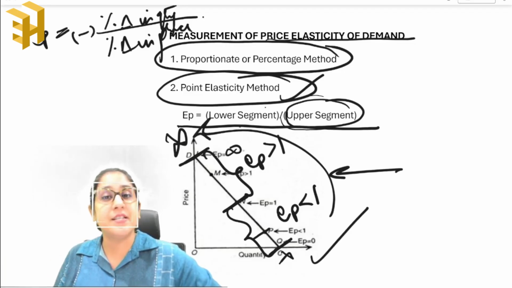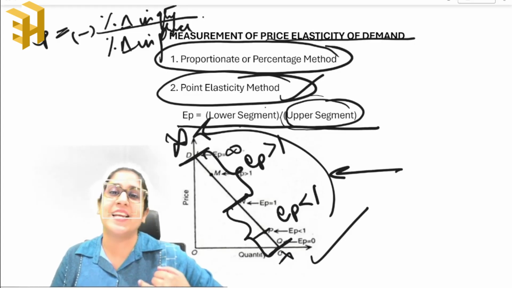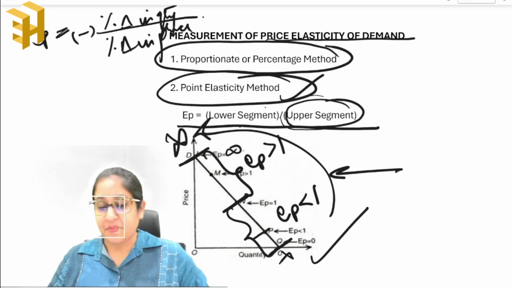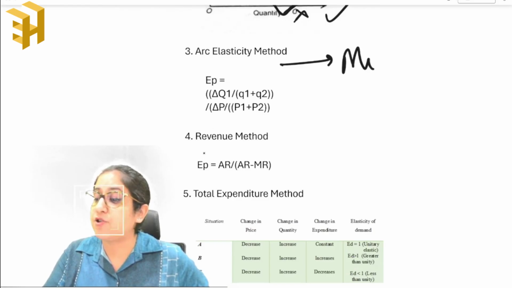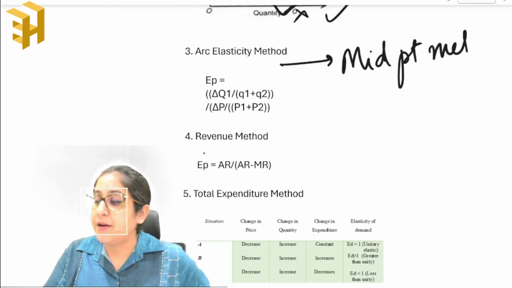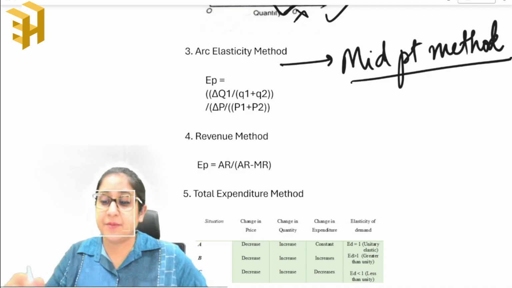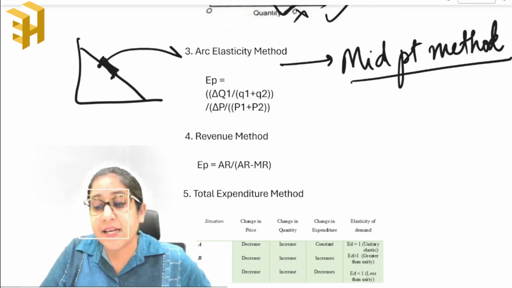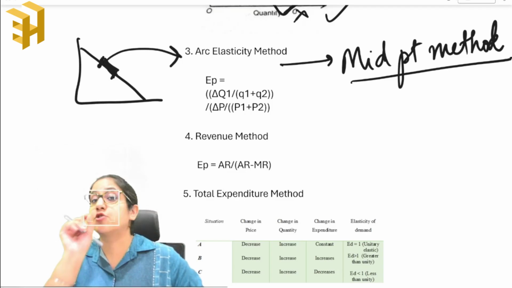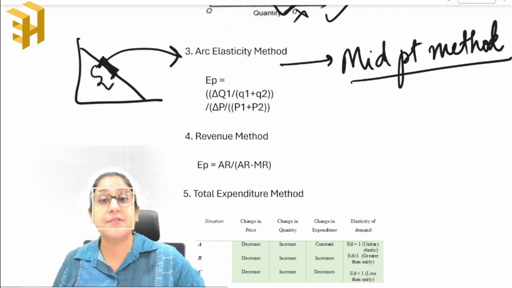Okay, so that is why we say that a linear demand curve is not always showing a unitary elasticity. Next method is your arc elasticity method, which is also known as your midpoint method. Now when you have to find the elasticity between a range, for example, from A to B, in that case we use the arc elasticity method. It is not at a particular point, but in a complete range we are trying to find the elasticity.